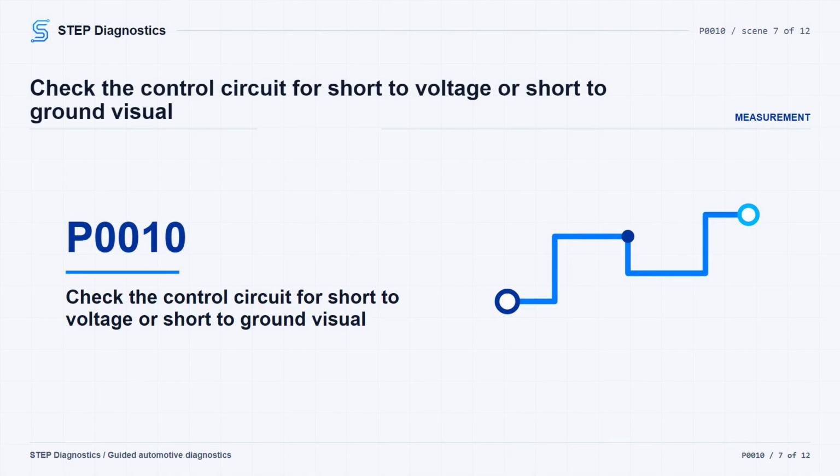If the low reference test is less than 10 ohms, turn the ignition on with the vehicle in service mode and command the camshaft position actuator solenoid valve off.